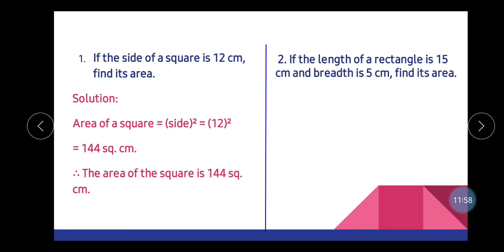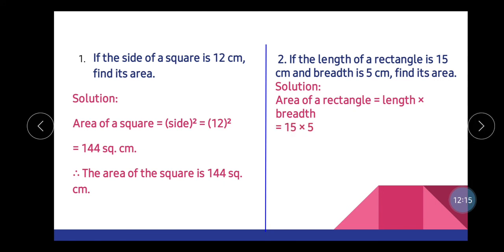Question 2. If the length of a rectangle is 15 centimeter and breadth is 5 centimeter, find its area. The length is given as 15 and breadth is given as 5. Let us write the formula. Area of rectangle is equal to length into breadth. Substituting the values, 15 into 5 we get 75 square centimeter. Therefore, the area of the rectangle is 75 square centimeter.